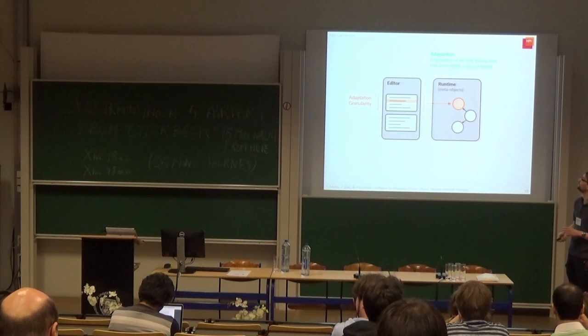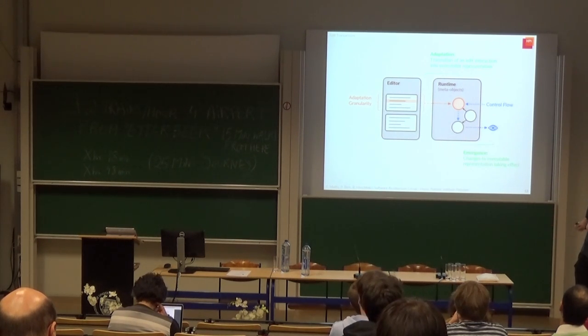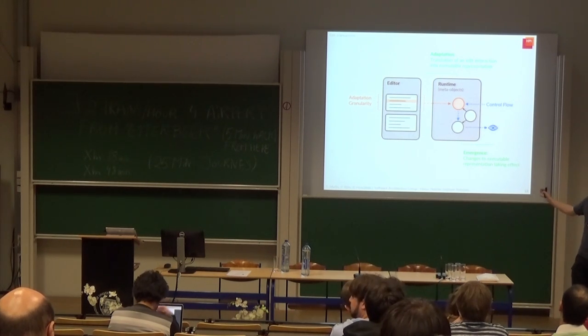So we call this adaptation, which is the phase in which we translate a change in the editor to a change in the runtime system, or in our executable view of the program. And eventually, our control flow will reach those meta objects, for example, by calling those methods. And we eventually see that change. This phase of the control flow reaching our change and it being visible to the program is what we call emergence in this case.